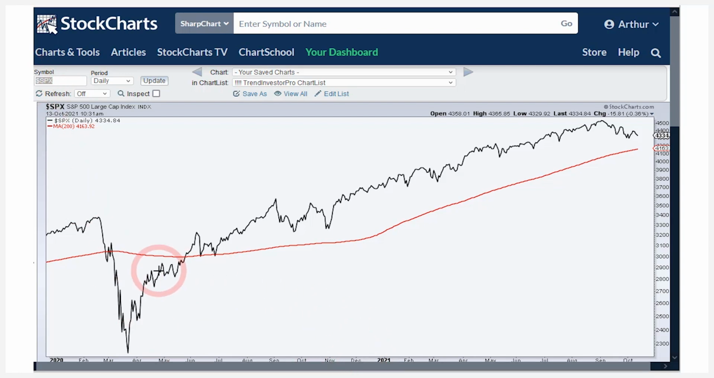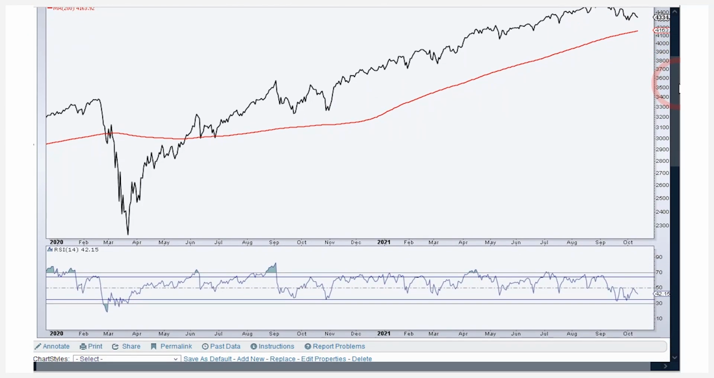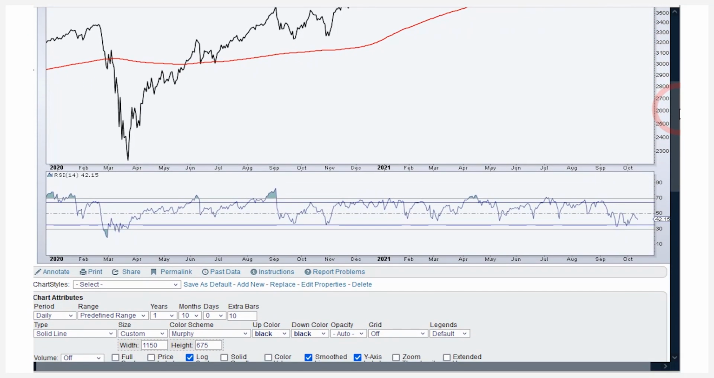And what I've got here is a basic line chart for the S&P 500 and the 200-day moving average. And I've got RSI in the indicator window. And we're going to talk about RSI ranges. Now, this is just a SharpCharts chart. And I've got lines at 35 on the low end, and then just below is 30, typical oversold, and then 65 on the upper end.